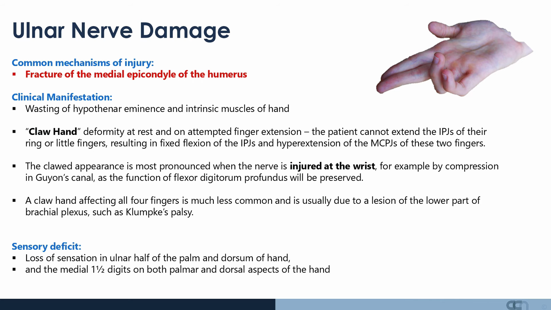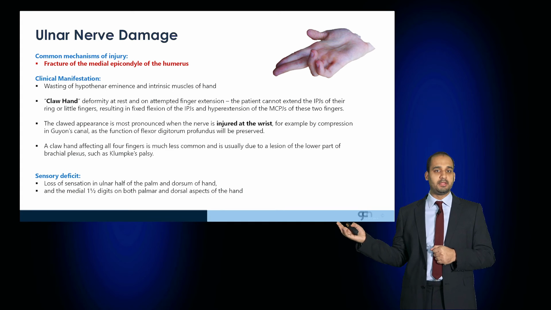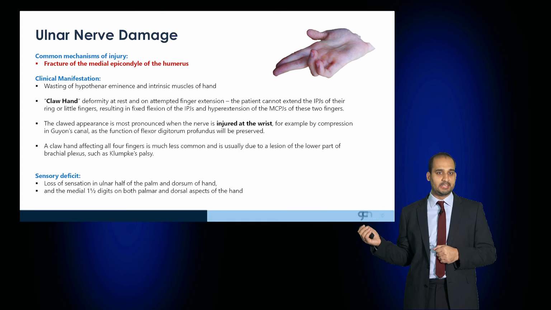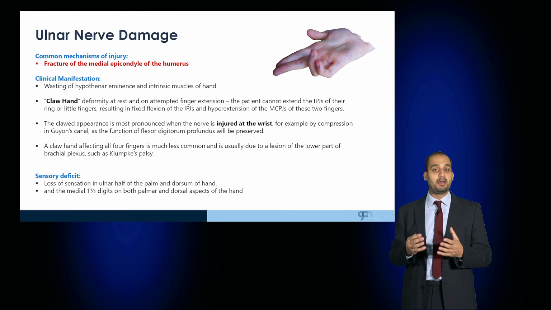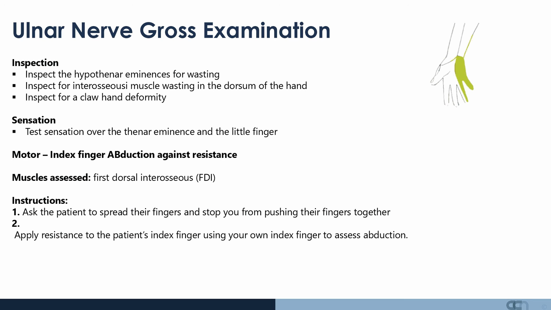As well as this, you'd expect a sensory deficit, and that loss of sensation with the ulnar nerve would be over the ulnar half of the palm, the dorsal hand, the medial 1.5 digits of the palmar and dorsal aspects of the hand. So to grossly examine this nerve, start by inspecting the hypothenar eminence for wasting. Inspect the interossei muscles and inspect for a claw hand deformity.